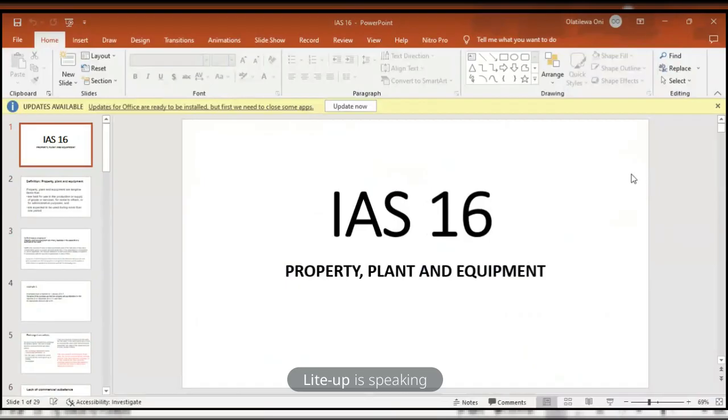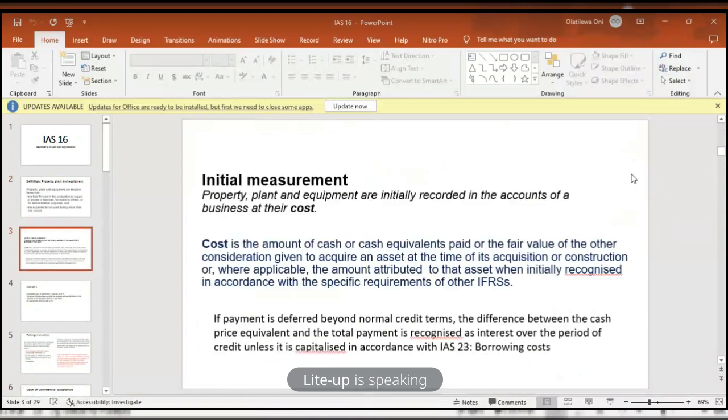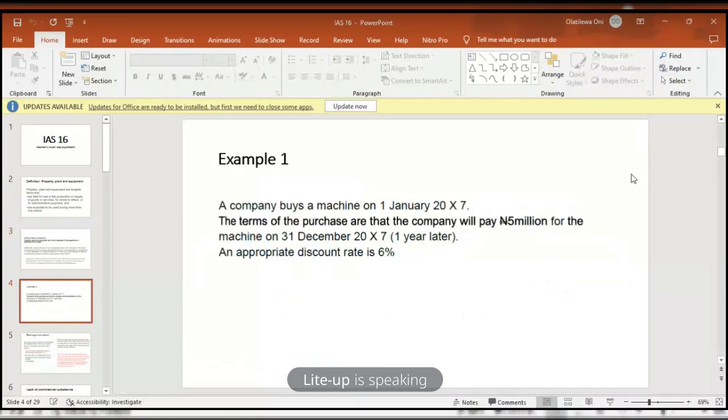We began IAS 16 talking about property, plant, and equipment. We went on to defining what property, plant, and equipment is. Then we moved on to talk about initial measurement, how we measure it, what things make up the elements of cost. We tried to do some workings, looking at deferred payment for an item of PPE purchased. Let's say you buy an item in January, you are paying for it in December. How much do you recognize in the financial statement in respect of that item?